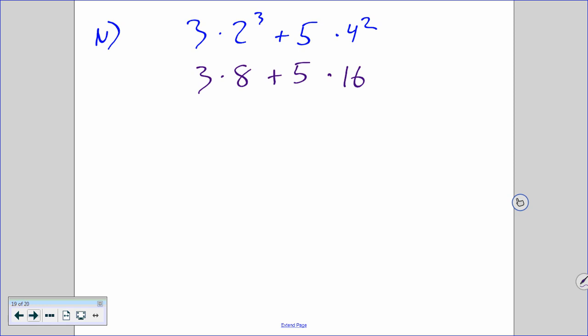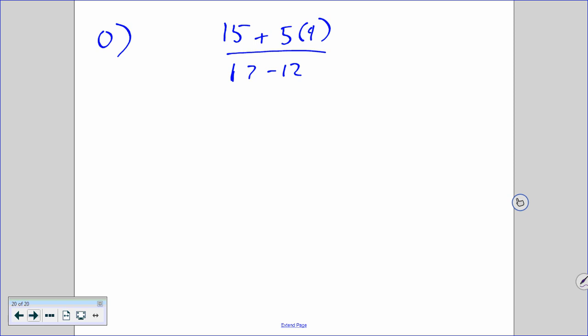And again, since these are separated by addition in the middle, I can go ahead and do the left side and I can do the right side. Okay. So 3 times 8 is going to be 24. 5 times 16 is going to be what, 80. Okay, and 24 plus 80 is going to be 104. So again, you see it right here down the middle, it kind of divides this problem into 2 separate halves, so you can treat those as 2 different entities as you do this.